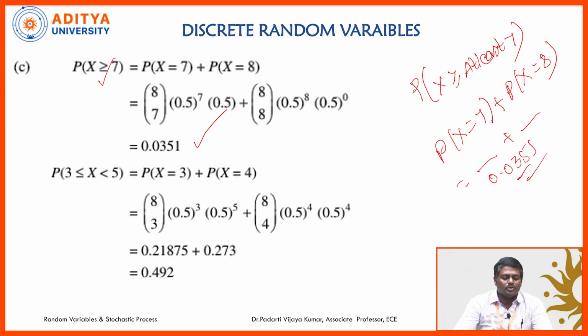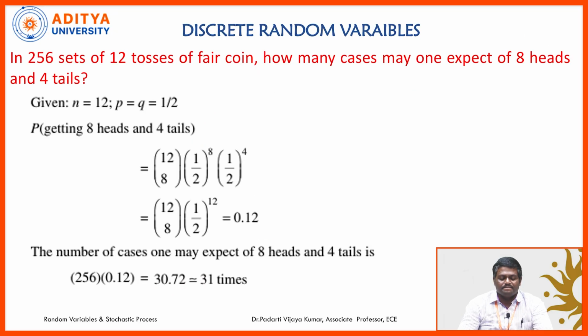If we want to compute the probability between two values, 3 to 5, 3 is included and 5 is not included. So, probability of x is equal to 3, probability of x is equal to 4. Applying the formula, we will get 0.2, adding both of them 0.492. Okay. Let us see one more problem.